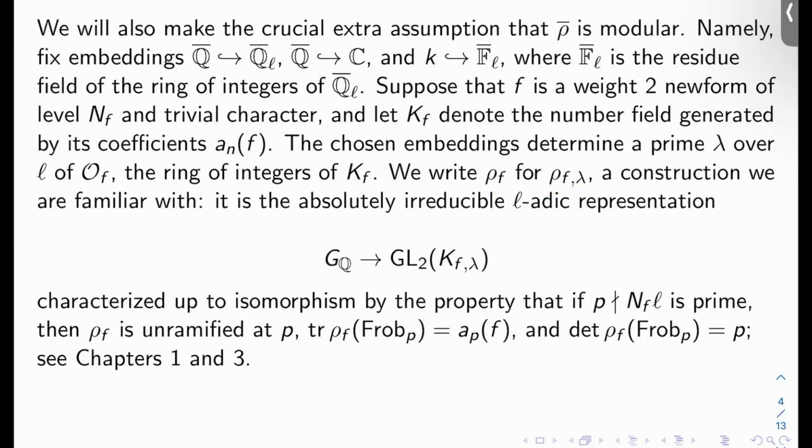It's the absolutely irreducible L-adic representation attached to this f and this prime lambda from G_Q to GL2 of K_{f,lambda}. And it's characterized up to isomorphism by the property that if p is a prime not dividing the conductor N_f times L, then rho_f is unramified at p. The trace of rho_f of Frobenius at p is nothing but the p-th Fourier coefficient of f. And the determinant of rho_f of Frobenius at p is nothing but p. Okay, so this was all dealt with back in chapters 1 and 3 of this playlist.